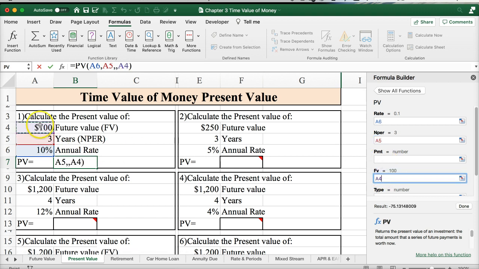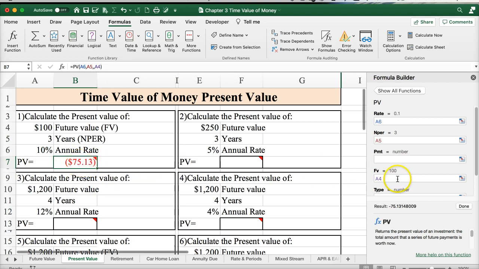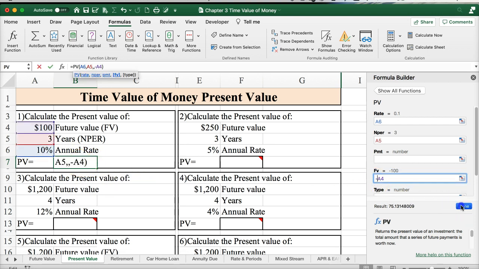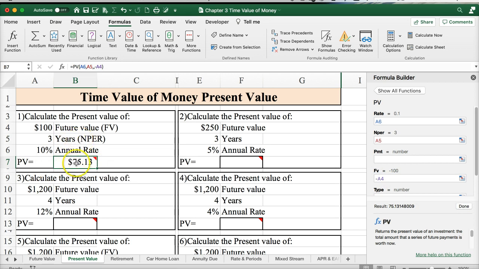So how much is $100? If we're going to receive $100 3 years in the future at 10%, what's the value of that today? $75. And again, present value is going to be expressed as a negative. If you don't like that negative being expressed, you can put a negative sign in front of the future value to convert that to a positive number. Because really the present value should be a positive number.